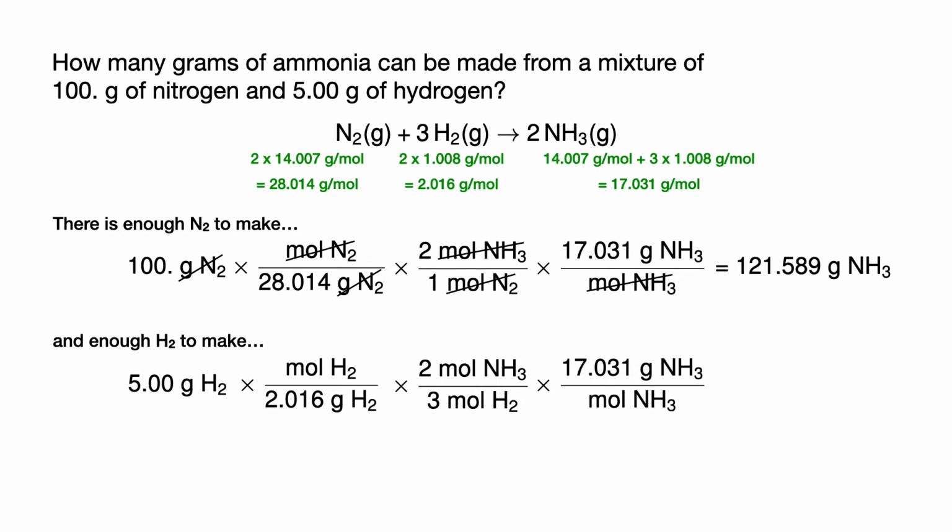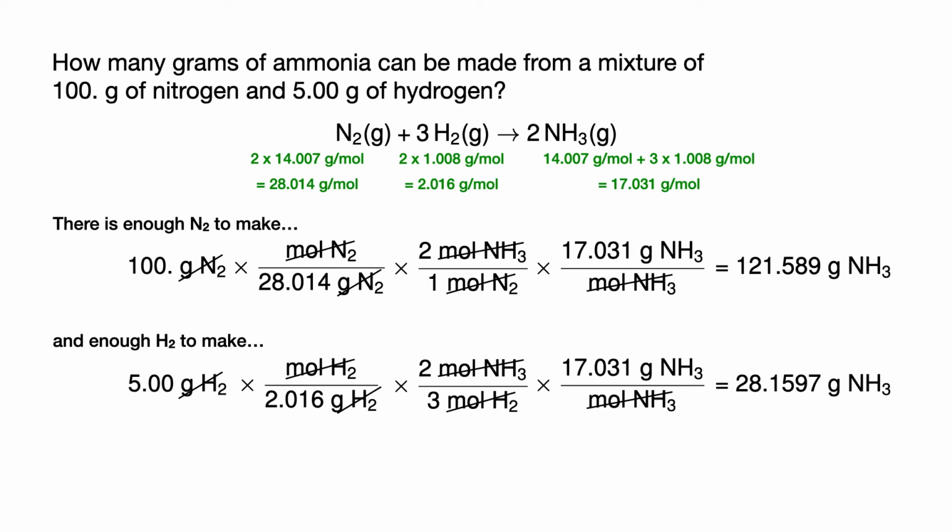We've got, and then we multiply by 17.031 grams of ammonia per mole of ammonia. We get a bunch of cancellation here and here and here, and we find when we put these numbers into the calculator that if all of the hydrogen could react, it would be enough to produce 28.1597 grams of ammonia. So if all of the nitrogen reacted, we could get about 121 grams of ammonia. If all of the hydrogen reacted, we could only get 28 grams of ammonia.